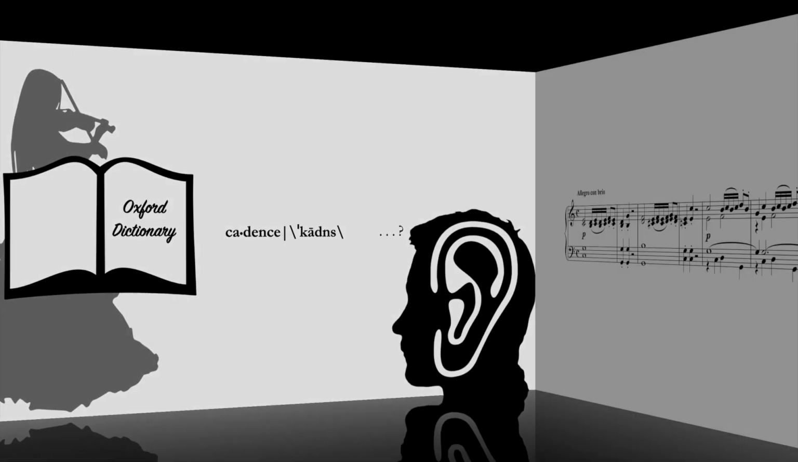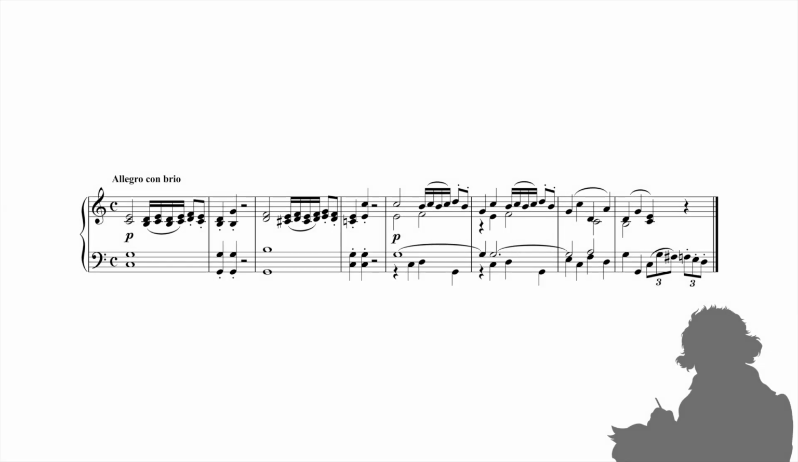Consider this theme by Beethoven. The harmonic progression that underlies the first four measures is 1-5-5-7-1, and many of us would call the downbeat of measure 4 a cadence. But if cadences are supposed to serve as endings, there's a problem with this analysis.